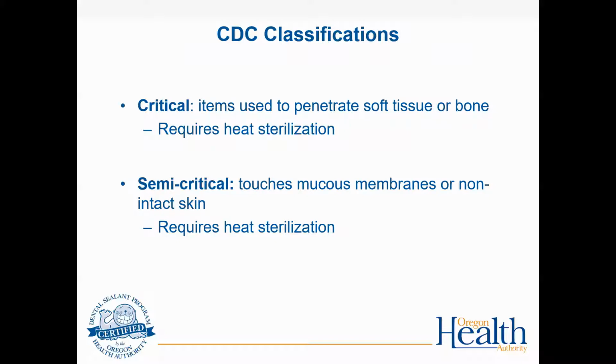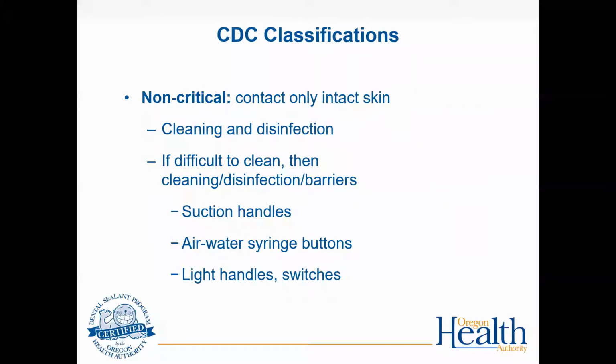Mechanically means checking the gauges on the sterilizer. Biologically is the biomonitoring that we do weekly, and chemically is the indicators on the pouches, as well as indicator strips or tape. Critical and semi-critical items are generally what we use. They require heat sterilization, and non-critical items, which contact only skin, can be cleaned and disinfected. Things like air water syringes, suction handles.